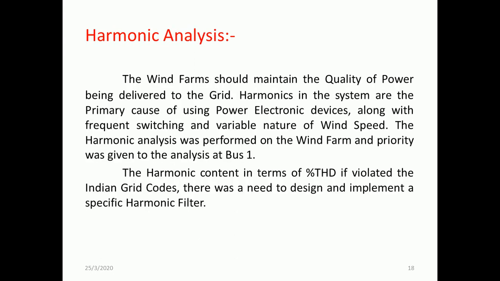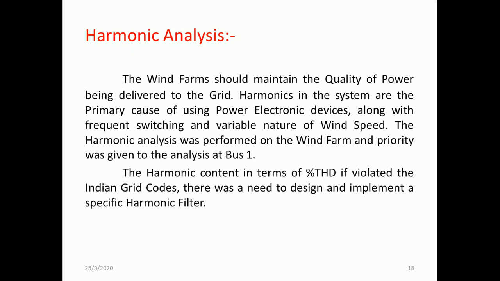The second analysis, a very important analysis from the power quality point of view, is the harmonic analysis. Now the wind farm should maintain the quality of power being delivered to the grid. Harmonics in the system are primarily caused by the use of electronic devices, along with frequent switching and the variable nature of wind speed. The harmonic analysis was performed on the wind farm, and priority was given to the analysis at bus 1, which is 132 kilovolt. If the harmonic content in terms of percentage THD violates the grid codes, then there is a need to design and implement a specific harmonic filter.